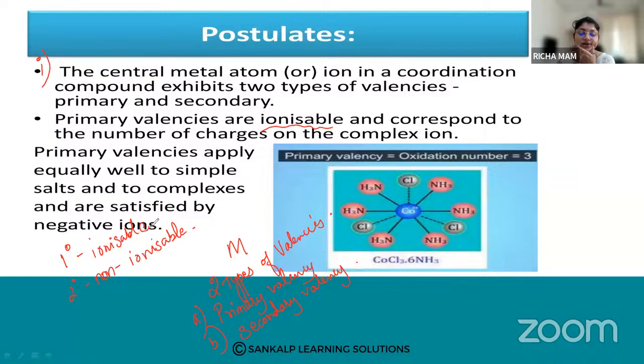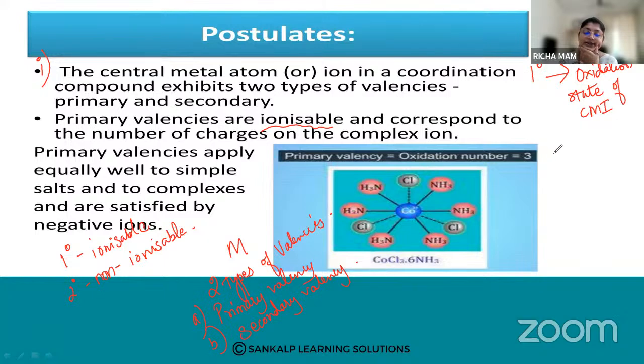It shows two types of valency. First is the primary valency, which is ionizable, and the second one is the secondary valency, which is non-ionizable. The primary valency corresponds to the oxidation state of the central metal ion. So it tells you the oxidation state of the central metal ion.